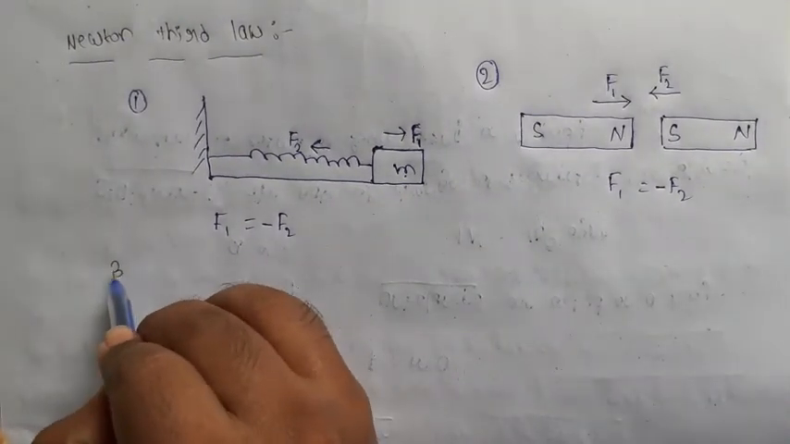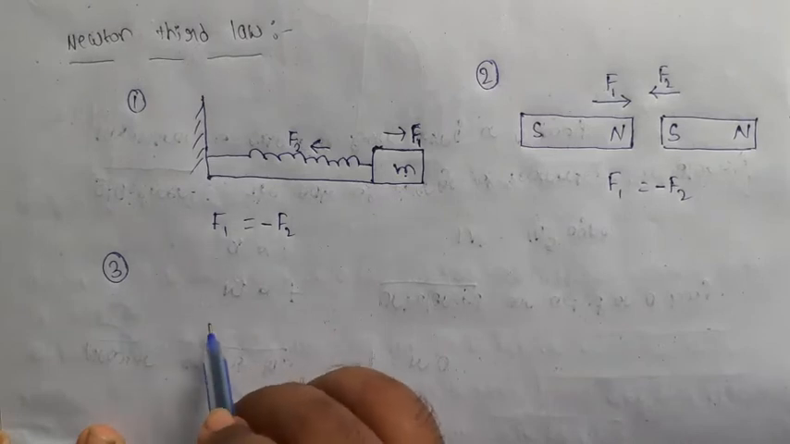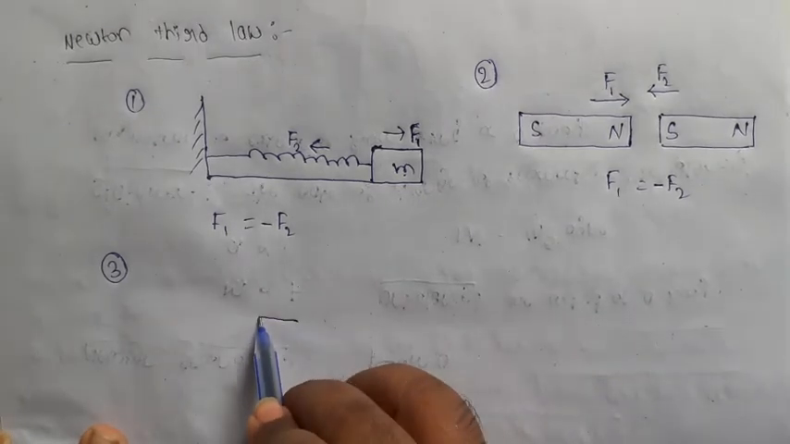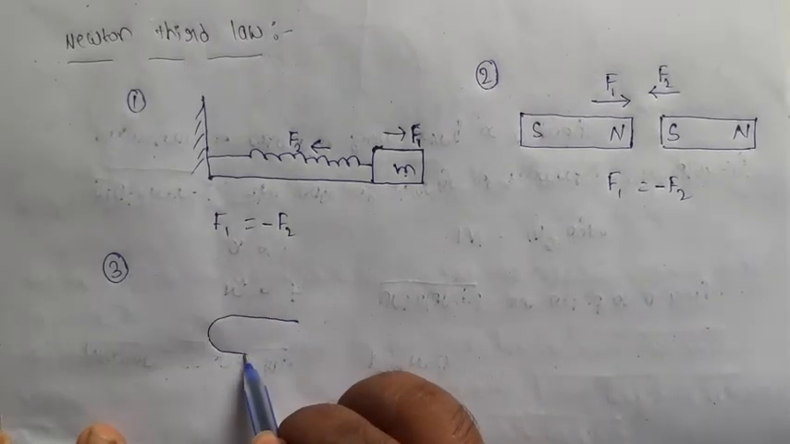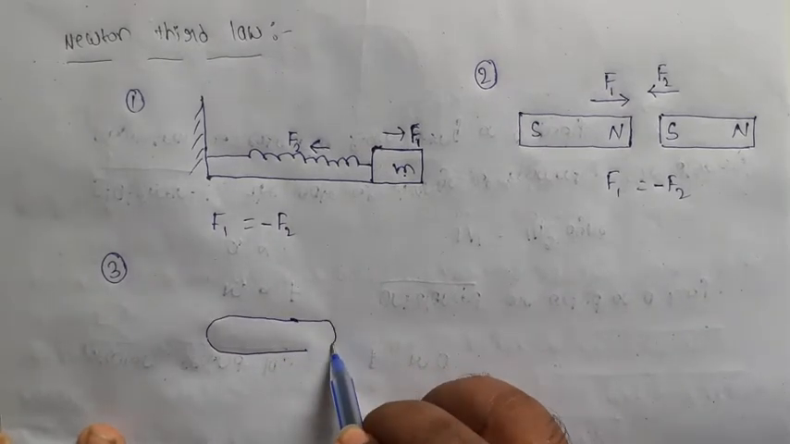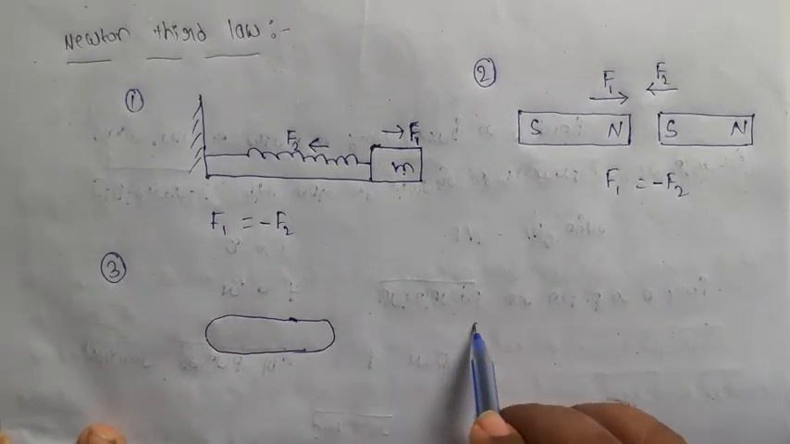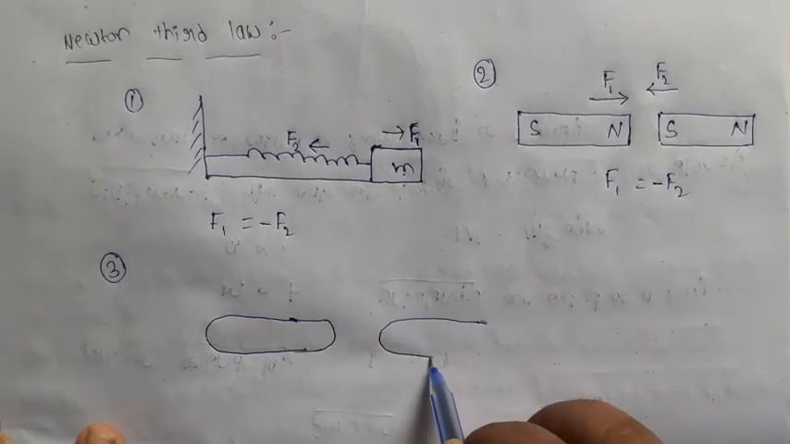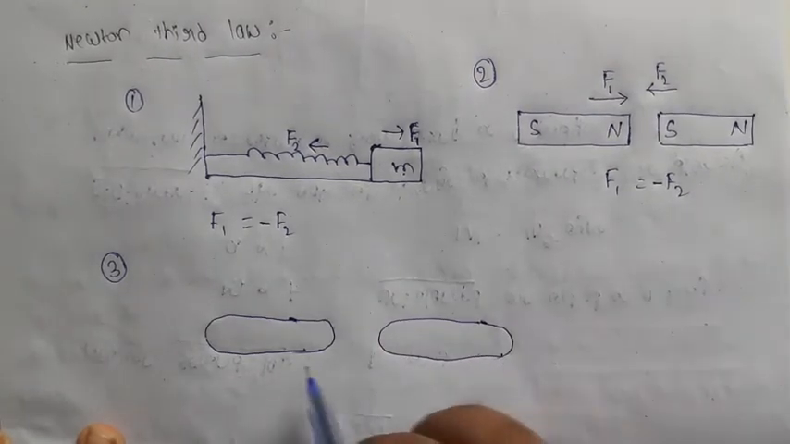Next, third example, I am taking two spring balances. This is the first spring balance. This is the second spring balance.